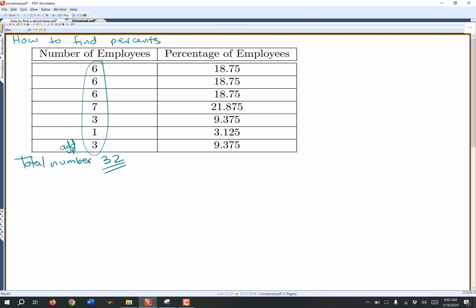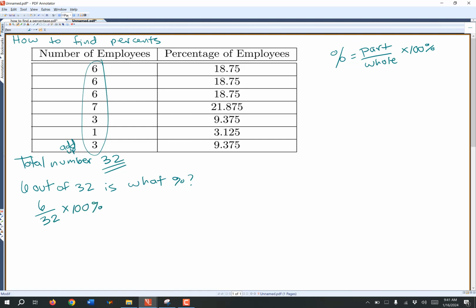The reason that's important is, if you remember from previous math classes, your percentage was always equal to your part over your whole, or your total, depending on what you want to call it or which class you're in, times 100%. And that's how we change something into a percent. So what I'm going to do is say 6 out of a total of 32 is what percent? So that's my question. My part was 6 out of 32, and I times it by 100% to get a percent.